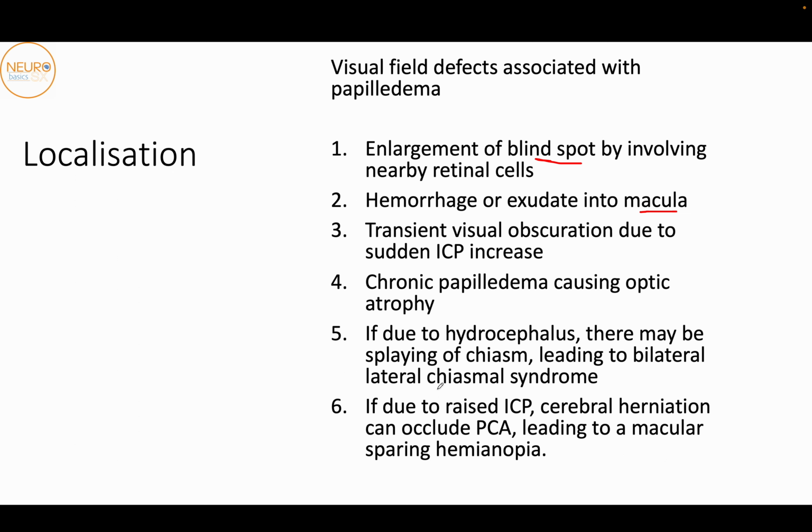Sometimes you can also have papilledema in patients who have hydrocephalus. And when they have hydrocephalus, the third ventricle could become quite large. It could be pressing on the chiasm, leading to splaying of the chiasm, which causes compression of the chiasm on both sides against the ICA, leading to a bilateral lateral chiasmal syndrome, and we'll discuss more about this as we go on. Sometimes because of raised ICP, you can also have cerebral herniation, which can occlude the PCA, in which case the patient could also develop a macula-sparing hemianopia. Okay, so because this is going to affect the visual cortex, you're developing a hemianopia, but because the occipital pole is also supplied by MCA branches, that's why the macula is usually spared, and you will develop a macular-sparing hemianopia instead.